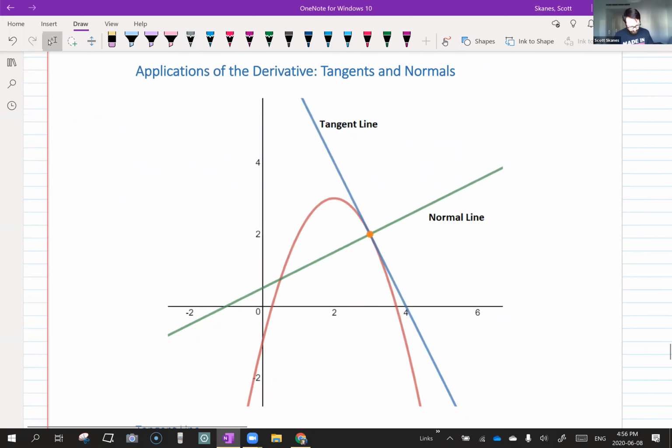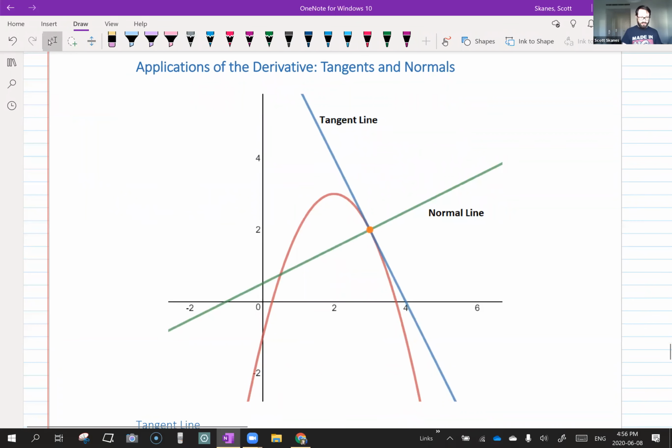Applications of the derivative, tangents and normals. Well, spoiler alert, we've already done this. Sorry, Zada, do you need me to go back? You understand you're writing notes? You don't need to type, it's okay.